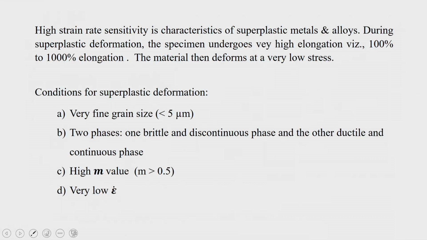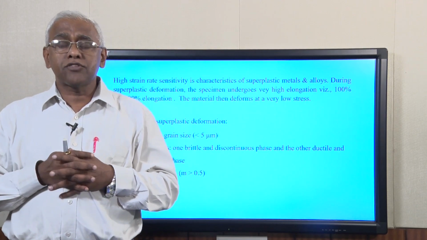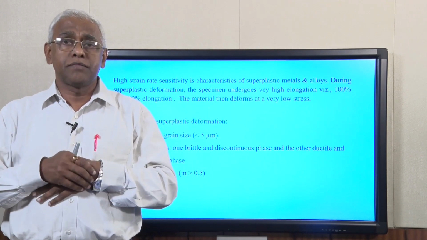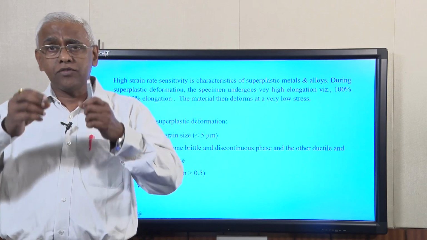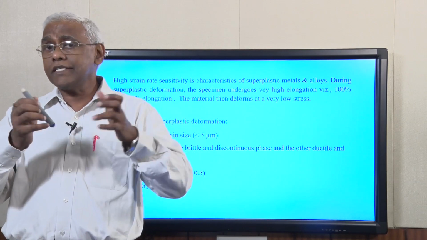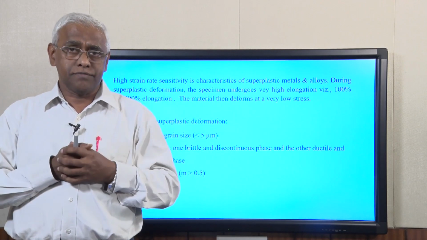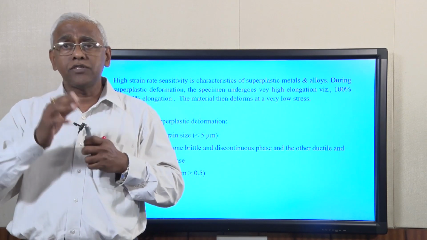For hot working conditions, m values of 0.1 to 0.2 are very common for most materials. Now, a high strain rate sensitivity, that is a high value of m, is characteristic of superplastic metals and alloys. There are certain materials which can be deformed under superplastic conditions. That means the elongation you can get is extremely large, maybe 100 or 1000 times the gauge length. A typical example is taking a glass rod and heating it. In superplastic deformation, necking does not take place, and this happens only under certain conditions.